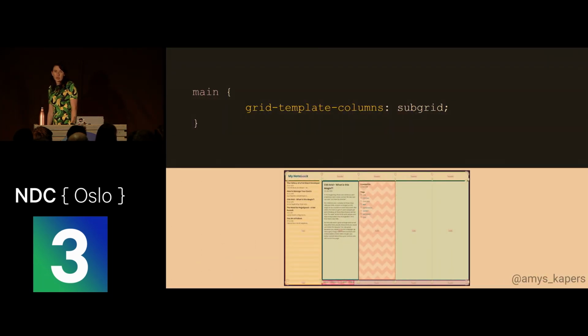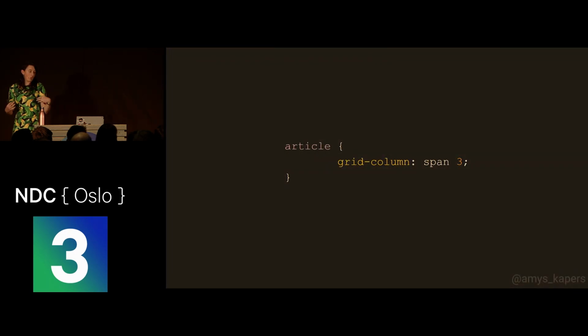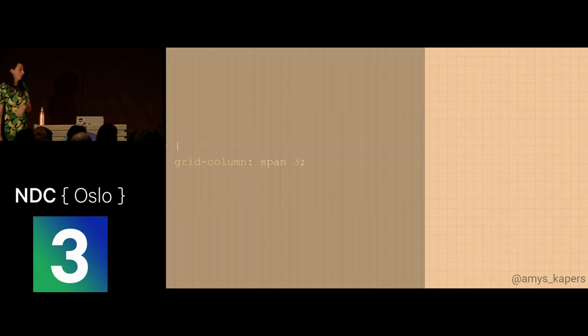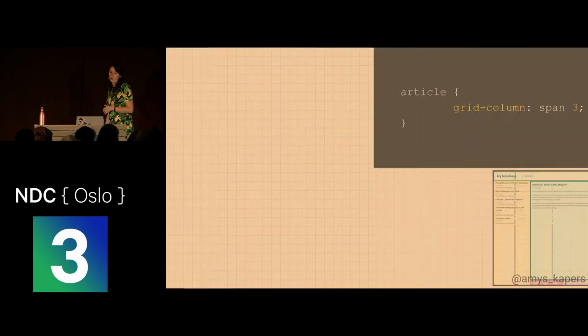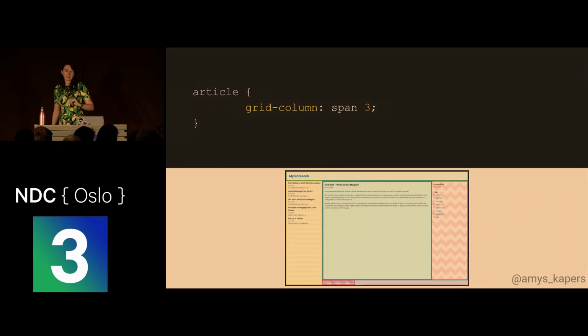What we can then do is we can say article grid column span 3, and that one then takes up the full width. What this will do is make sure that our main element is keeping within our main overall grid, even though these article and aside are grandchildren of the grid. This is really exciting, something we've been wanting for a while.